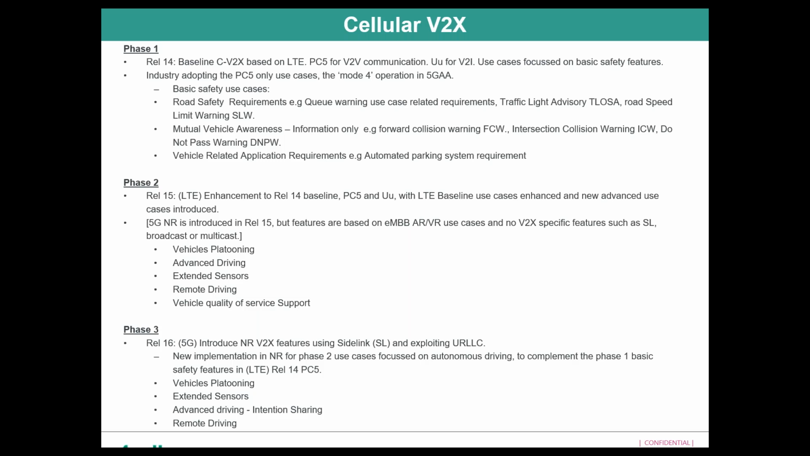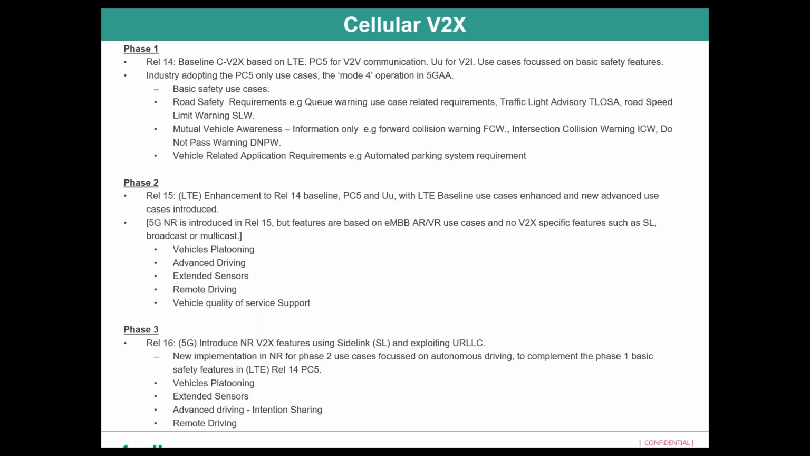And then you have extended sensors, which enables the exchange of raw or processed data gathered through local sensors. And then we have advanced driving, which helps with semi-automated or fully automated driving. You could have a longer distance between the vehicles as well. And then last but not the least, we have remote driving, right, which is truly autonomous. You have a remote driver, you have some sort of V2X application that's going to remotely control that vehicle. So those are the 3 different phases of Cellular V2X.